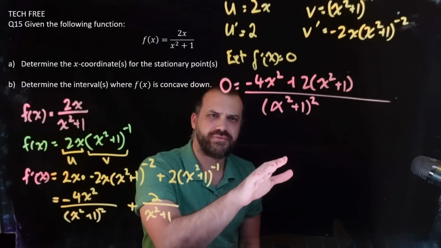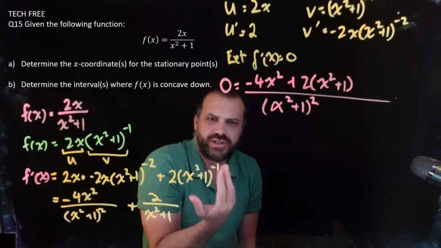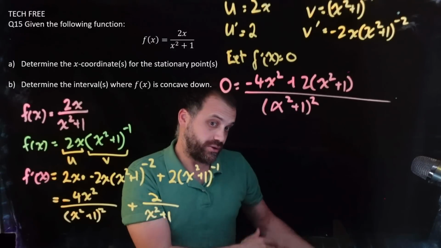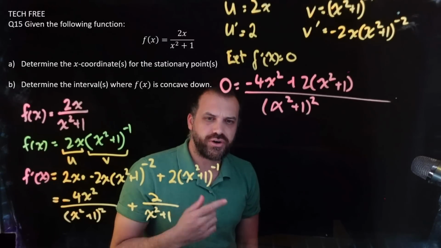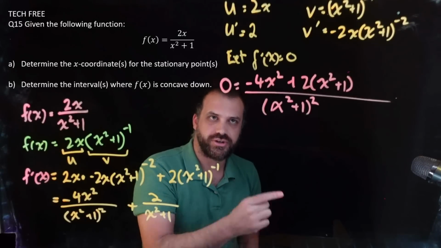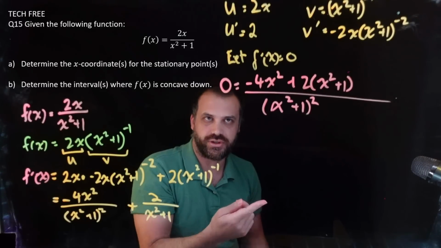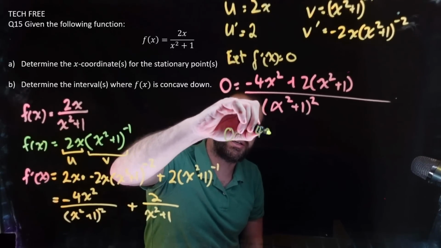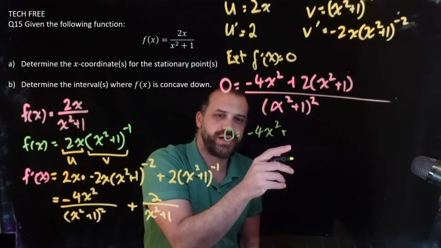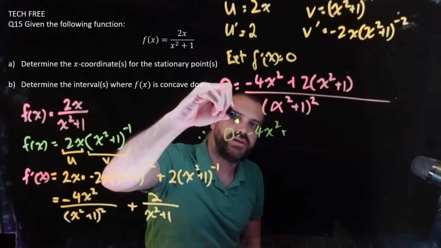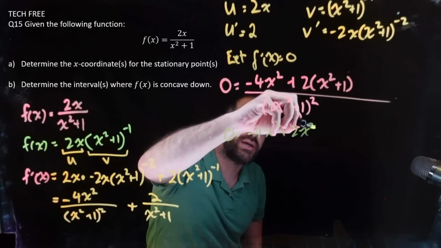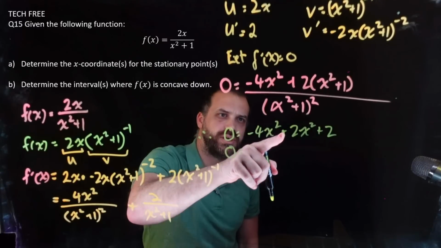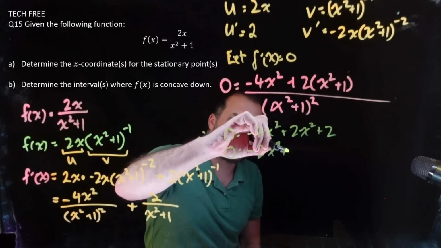Well, you can never divide by 0. That leads to a math error. That's an undefined answer. The only way that a fraction can be equal to 0 is if the numerator is equal to 0. So this tells me that 0 must be equal to negative 4x squared plus, why don't I expand the numerator while I'm at it, 2x squared plus 2. That means that 0 is equal to negative 2x squared plus 2.